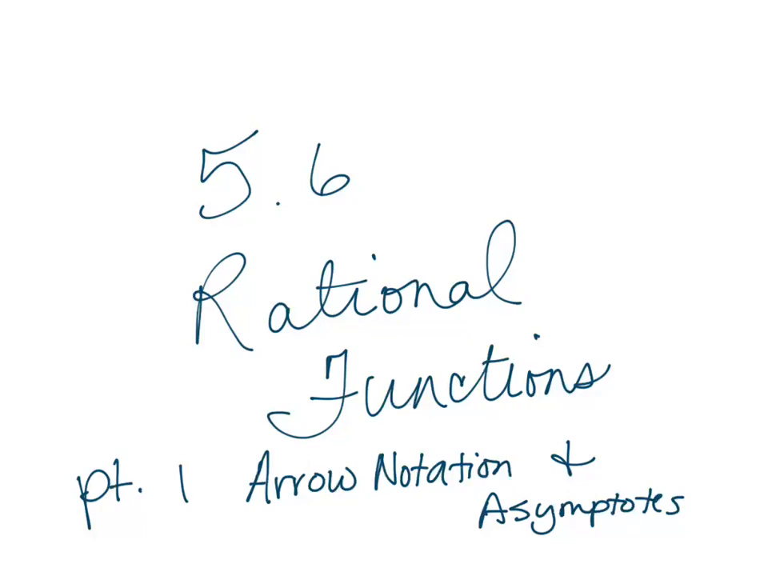This is your title. We're doing 5.6, rational functions. Today we're using arrow notation and asymptotes. Introductions to asymptotes. Asymptotes actually has a P in the word. Asymptotes with a P. Arrow notation and asymptotes.